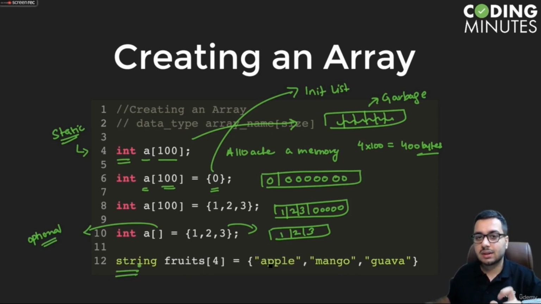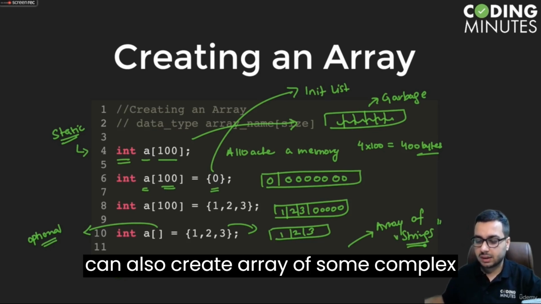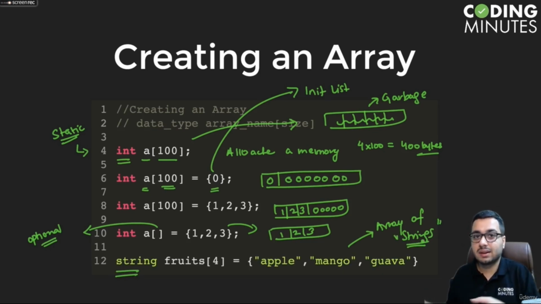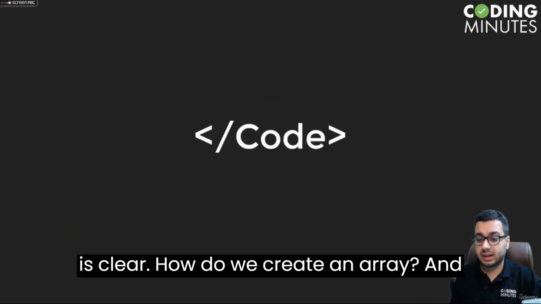You can also have an array of a complex data type such as a string. String is a predefined data type, and a string itself is an array of characters. So you can see this is a linear array of strings, and each string is also an array, so it is kind of a 2D array. We will see this a little later in this course. I am just telling you that you can also create an array of some complex data type. I hope this is clear: how do we create an array?